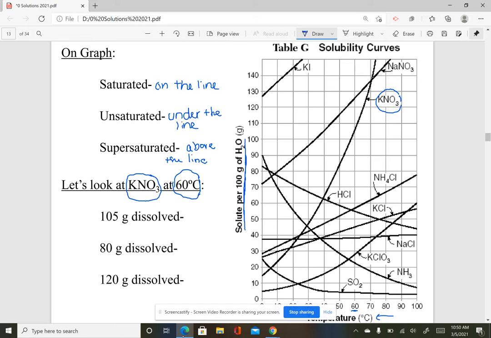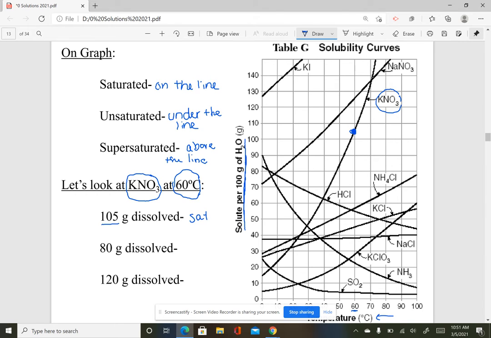And they're telling us we have 105 grams dissolved of KNO3. So I go to 60 degrees Celsius, I go to 105 grams, and I want to see where my two fingers meet up. And they meet up right here on the KNO3 line. So if I'm on the line, that means that I am saturated.